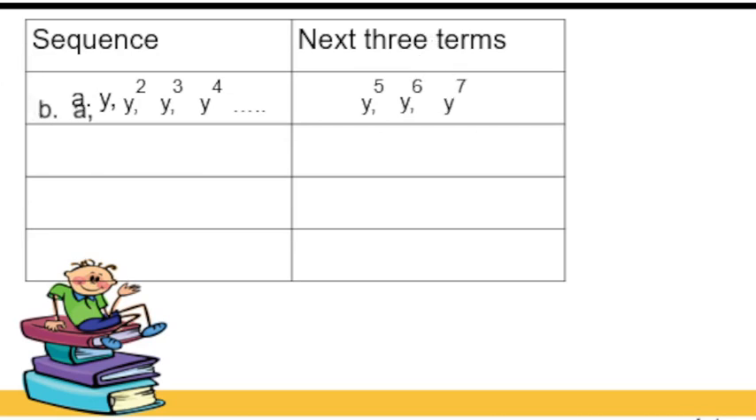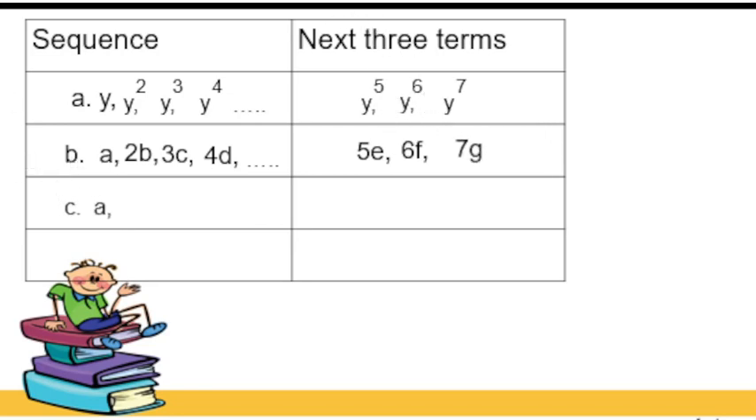Another, you have a, and then 2b, 3c, 4d. So what would be the next? So that would be 5e, 6f, 7g.